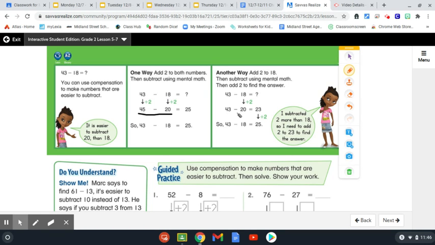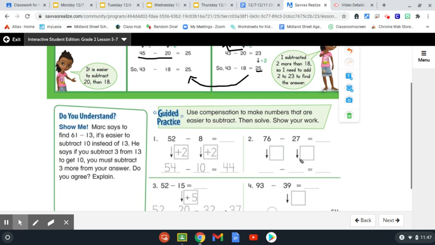43 take away 20 equals 23. But if you add 2 on this side, you also have to add 2 on this side. So what they're doing is 23, they're just adding the 2 to equal 25. It's the same thing as this example. So 43 take away 18 equals 25. I subtracted 2 more than 18, so I need to add 2 to 23 to find the answer.